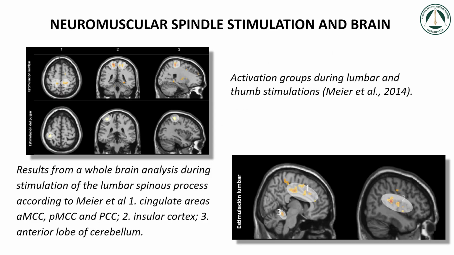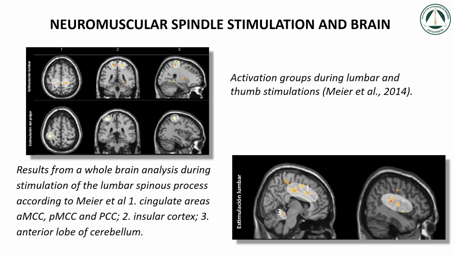According to Meier et al., 2014, stimulation of the lumbar spinous processes revealed bilateral neural responses in medial parts of the postcentral gyrus, S1, the secondary somatosensory cortex, S2, the posterior parts of the insular cortex, and the cerebellum. Thumb stimulations revealed activation only in lateral parts of the contralateral S1.